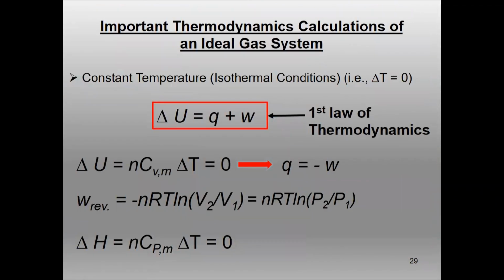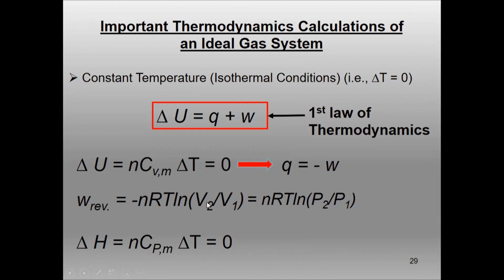So here is the first model. Constant temperature, which is isothermal condition, I mean, i.e. delta T equals 0. You're going to use the first law of thermodynamics. Delta U is going to equal nCvm delta T. Since delta T is 0, then delta U will equal 0. And Q will equal negative W. What is W for reversible isothermal? Here is the relationship of W for reversible isothermal: negative nRT ln V2 over V1.